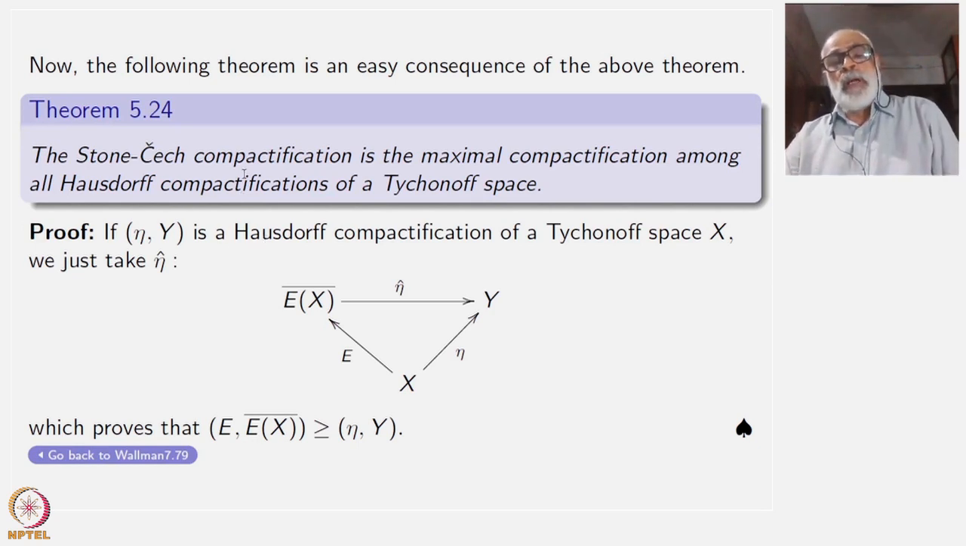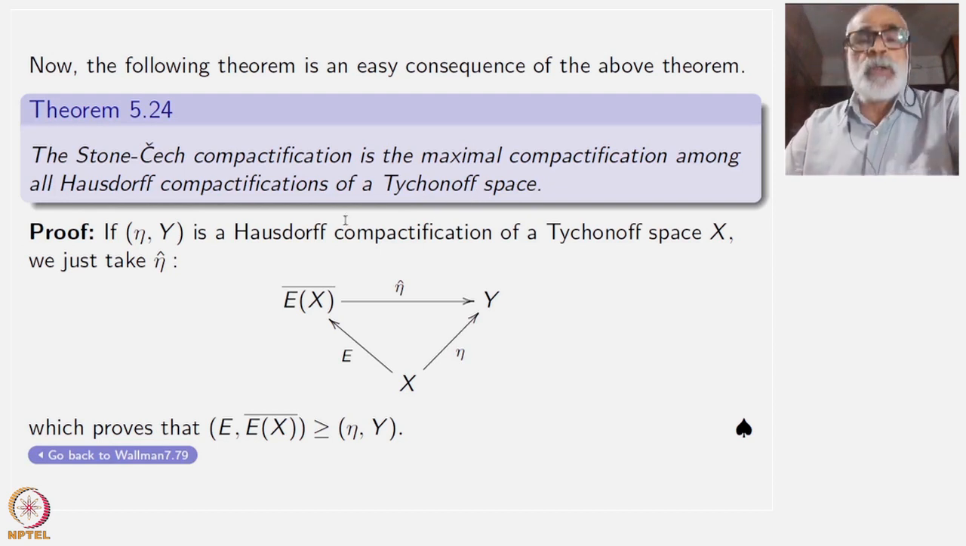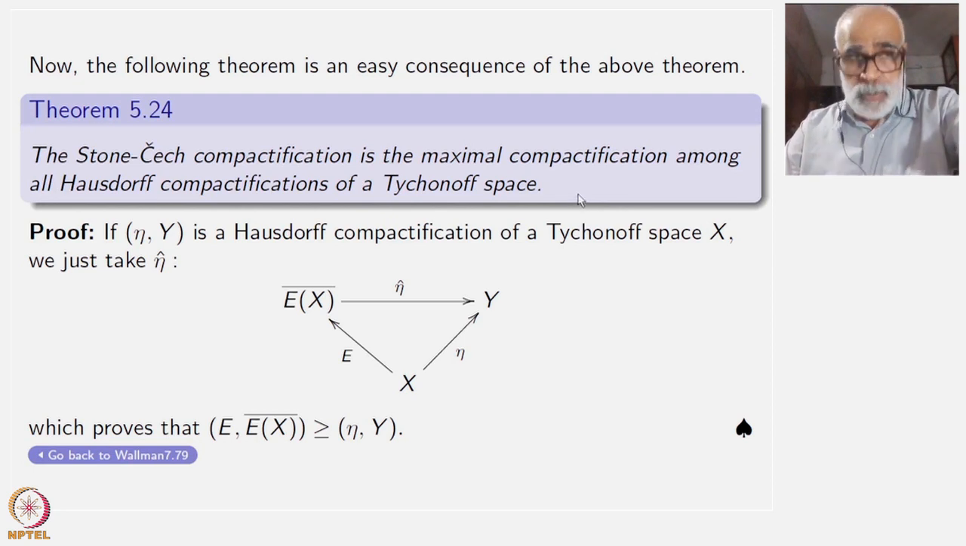So I will restate more or less what is the meaning of whatever we have done. This theorem has many ways of interpretation. So the Stone-Cech compactification is the maximal compactification among all Hausdorff compactifications of a Tikhonov space. Only when we have a Tikhonov space can we talk about Stone-Cech compactification. And that is a Hausdorff compactification. Look at all other Hausdorff compactifications. This will be larger than that.